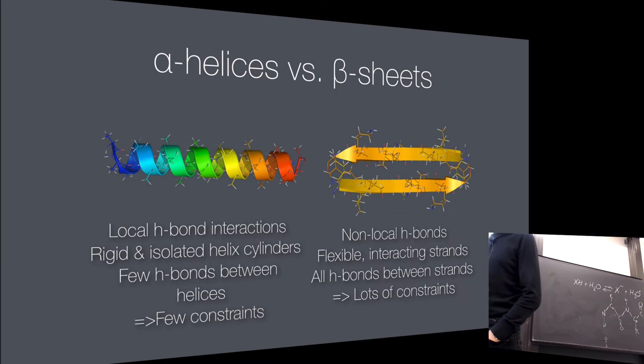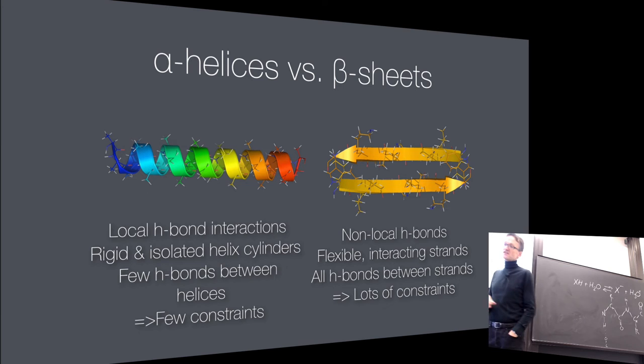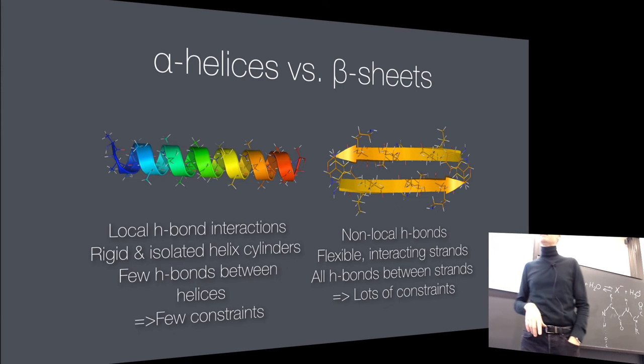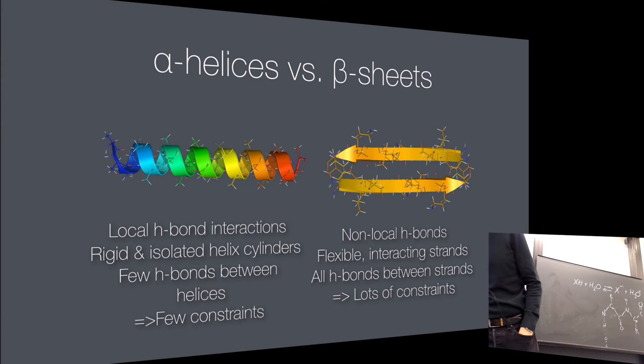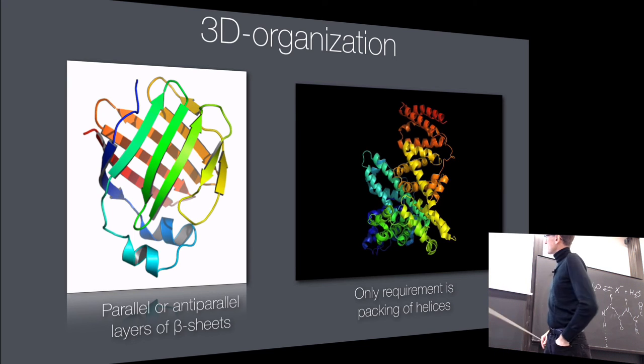Alpha helices, on the other hand, we already mentioned that they had slightly different properties. So let's have a little look at what alpha helical structures might look like. Alpha helices, they look completely horrible in comparison. The only real requirement here is that these helices need to be packed one way or another.